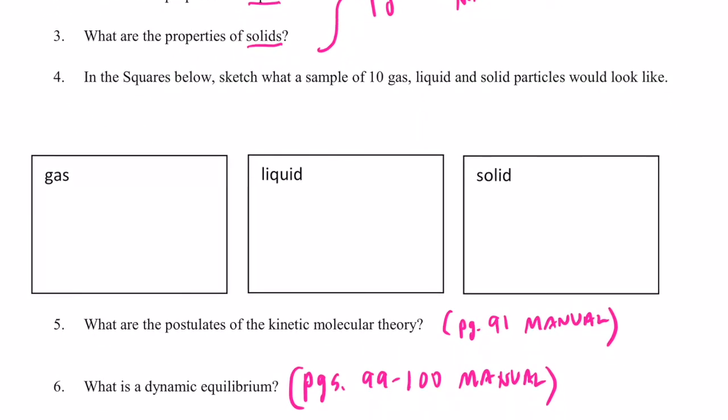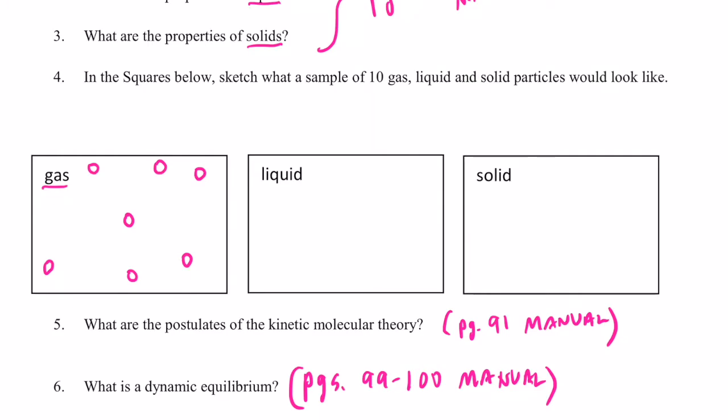If I asked you to draw 10 gas particles, liquid particles, or solid particles, what would they look like? So if I were to draw 10 gas particles in this square here, labeled gas, I'd just use spheres to represent them. So we have one, and we'd have another one over here. You know, they occupy the entire volume of their container. They don't have any particular organization at all. So what do we have so far?